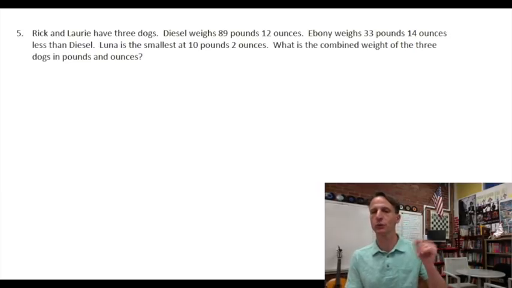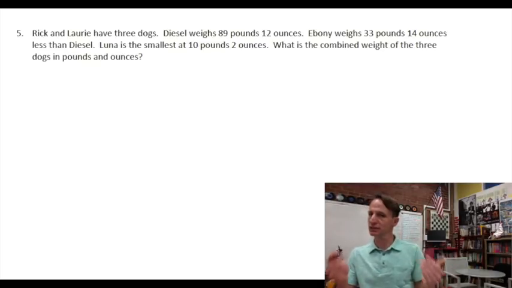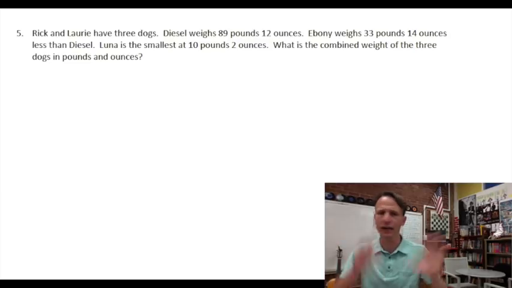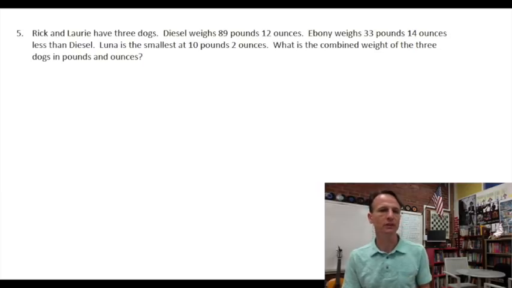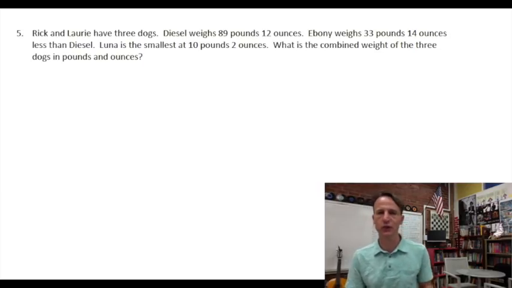Now, Ebony, however, weighs 33 pounds, 14 ounces less than Diesel. So we're seeing it's comparative there. So right away we're thinking, okay, I'm going to need 3 separate tapes for these 3 dogs because their weights are comparative. Luna, we're given Luna's weight is the smallest at 10 pounds, 2 ounces. That's a lap dog, more dachshund size. What's the combined weight of the 3 dogs in pounds and ounces?